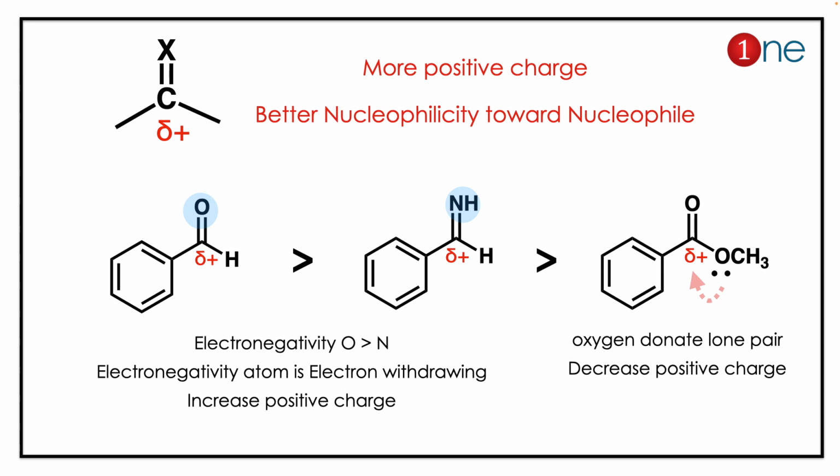But if you look at the last one, which is ester, the positive charge is quenched by the lone pair of electrons. So oxygen donates the lone pair and kills the positive charge. So it will be least reactive. Most reactive one is aldehyde. Least reactive is ester. The imine is in the middle. So the concept you have to learn here is, the more positive charge, the better the reactivity of the compound toward nucleophile.